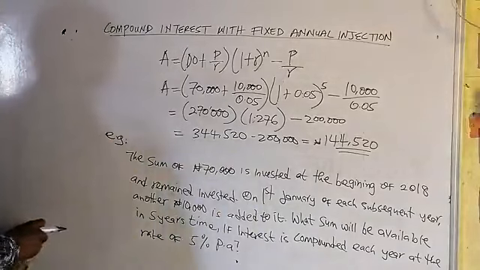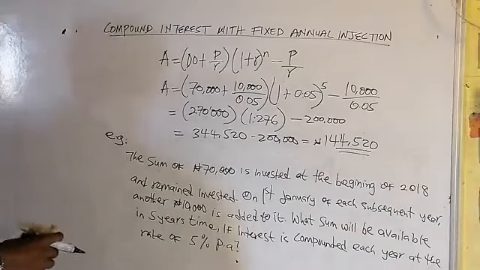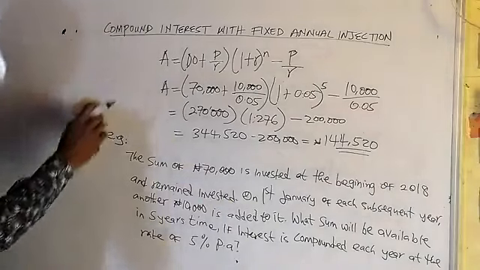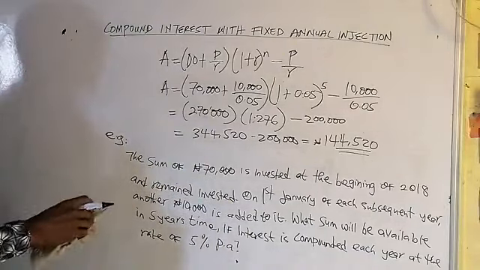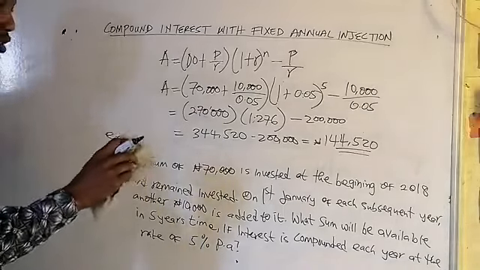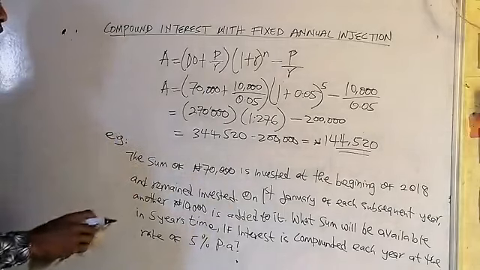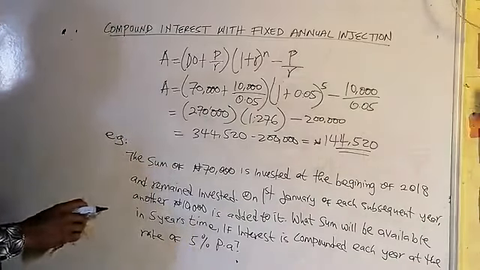Let's now look at a case whereby we have compound interest with annual fixed withdrawal. This is the compound interest with fixed annual injection. About the case whereby you now have compound interest with fixed annual withdrawal. So we are going to have this now after this. So we now see how it's going to look. All right, thank you.